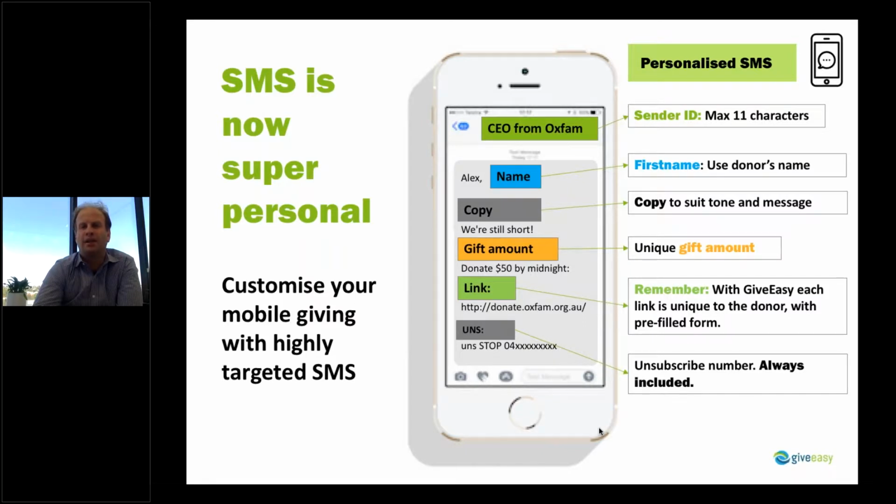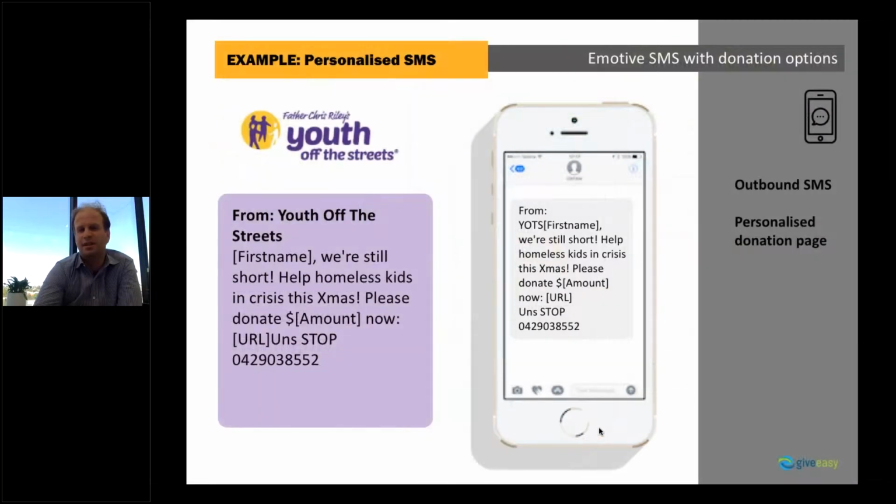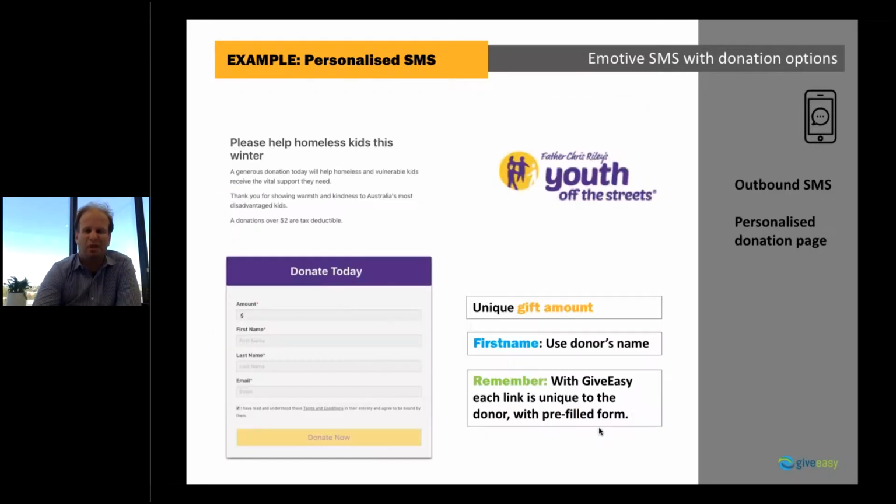So it's a great way to get to your donors' pockets just before Christmas, especially as email read rates are on the decline. You can personalize the copy of the SMS. It goes to a pre-filled donation form, making it super simple to give. This was an example from Youth Off the Streets last Christmas. You know, we're still short. They sent this out a day before Christmas. You understand where the funds are going, and it just works. Really simple form. We pre-fill that form just to make it really simple to give.